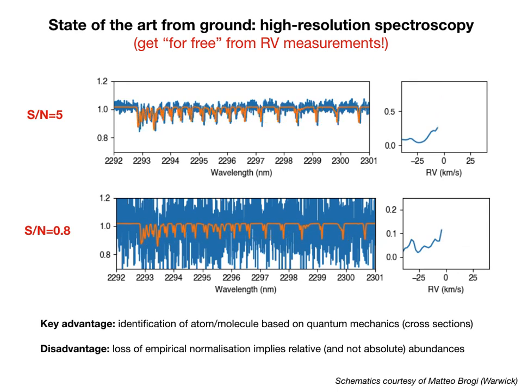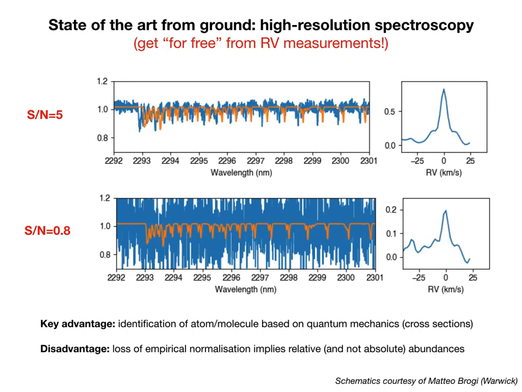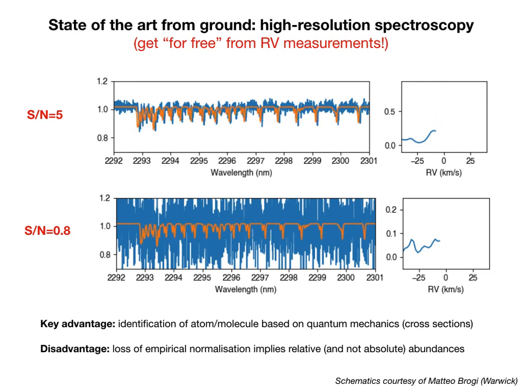And this technique was first demonstrated by Ignaz Snellen at Leiden University in 2010. And ever since then, there has been a really exciting string of results from Ignaz and his team, including from one of Ignaz's ex-students, Matteo Brogi, who provided these movies. So this is a very powerful technique because it only requires that you trust the cross sections of atoms and molecules to make an identification.